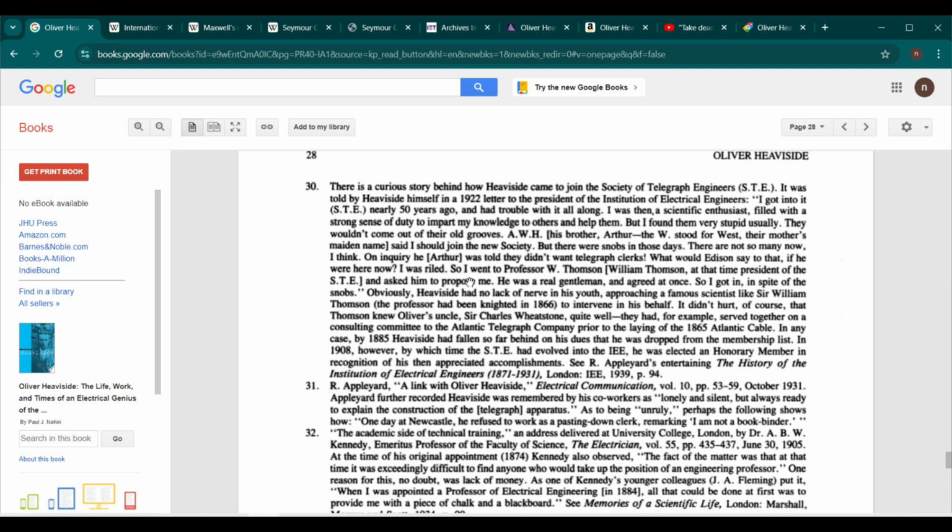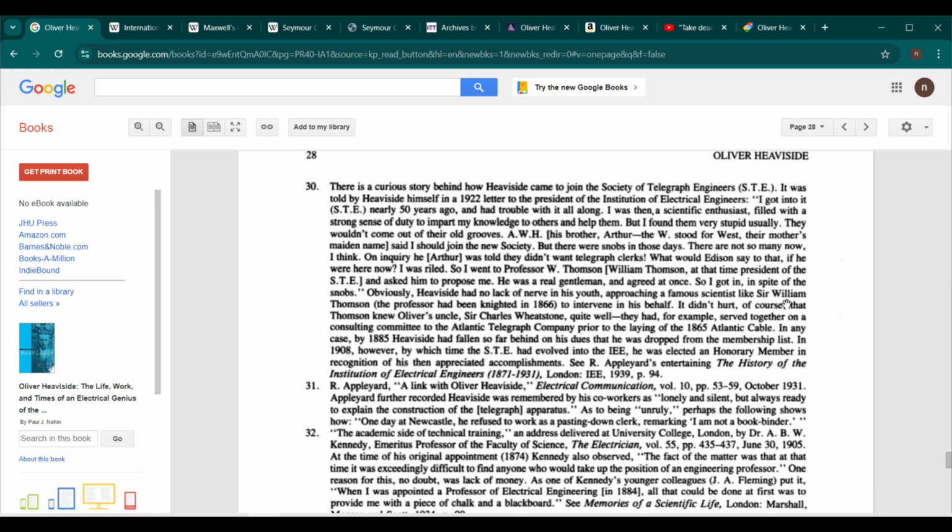I was riled, so I went to Professor W. Thomson, William Thomson, at that time president of the STE, and asked him to propose me. He was a real gentleman, and agreed at once. So I got in spite of the snobs. Obviously, and that's the end of the quote, obviously Heaviside had no lack of nerve in his youth.